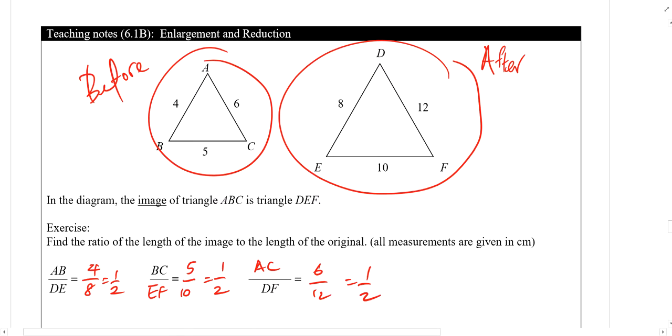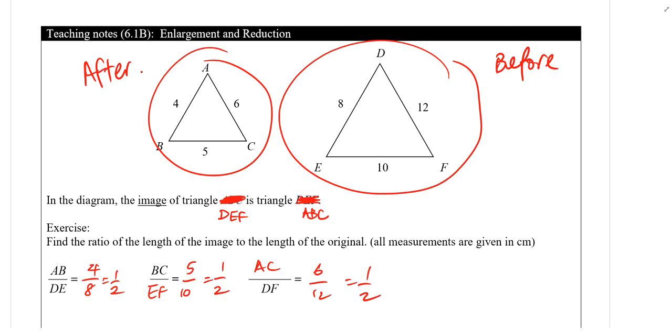This is the image of... there's an error over here. Change this to DEF. Is triangle ABC. This is the before, and this is the after. Okay, please make these changes. It is a very important change.